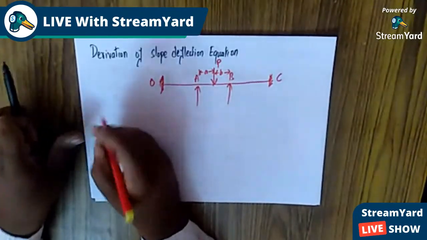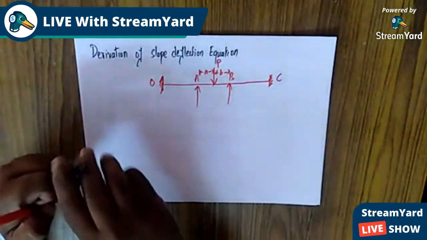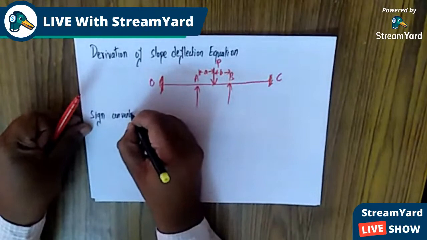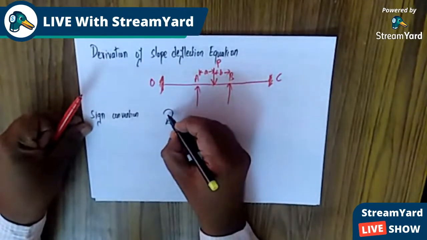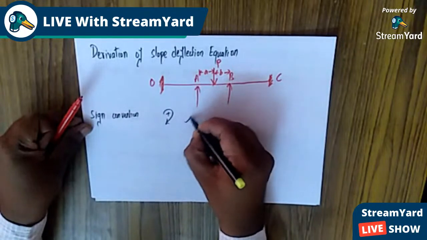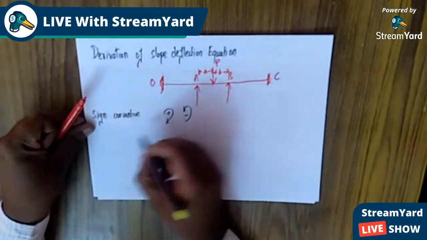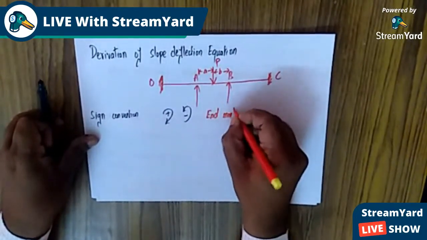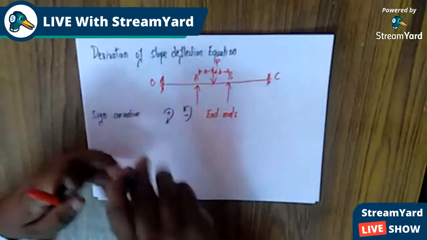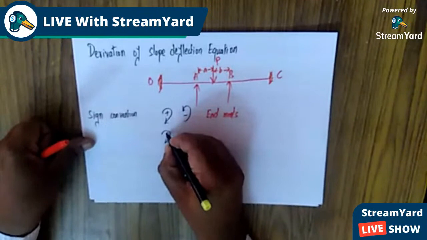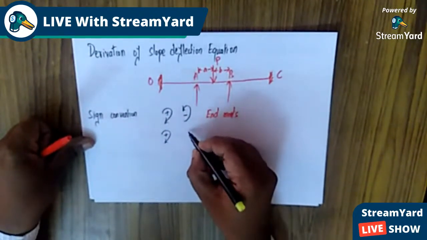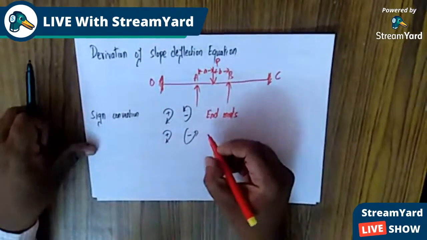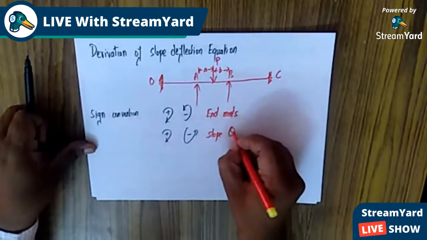In the entire slope deflection method, the sign convention followed is this: clockwise moments are taken as positive and anti-clockwise moments are taken as negative. This is in the case of end moments. Clockwise slopes are taken as positive and anti-clockwise slopes are taken as negative. This is for the slope theta.